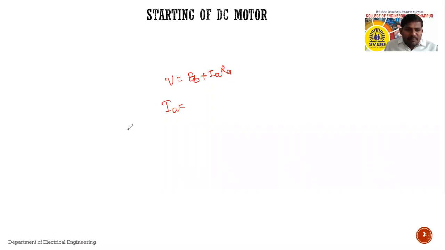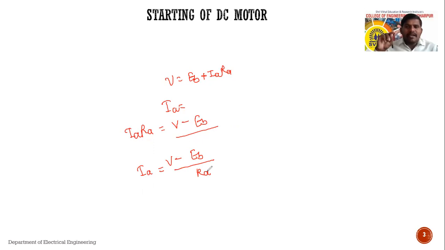If we write this equation in this form, IA RA is equal to terminal voltage V minus EB. So if we calculate the value of IA, then IA is equal to terminal voltage V minus EB divided by RA. This is the armature current equation we derived when discussing the significance of back EMF, where we said the DC shunt motor is a self-starting or self-regulating machine.